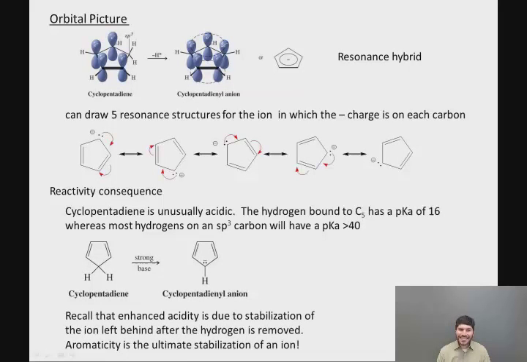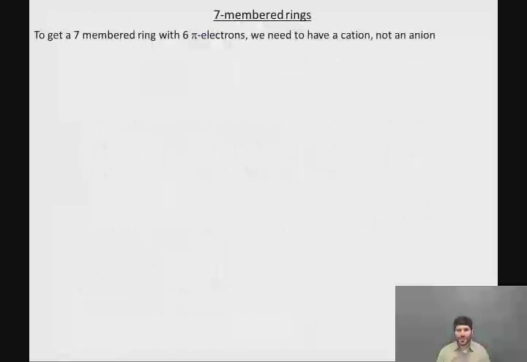The enhanced stability, the enhanced acidity is due to stabilization of the anion left behind after a hydrogen is removed. And as you can imagine, aromaticity would be the ultimate stabilization of an ion. Okay, so that's an example of a 5-membered ring, odd number of carbons, in which you can have aromaticity as long as you put a charge on it.